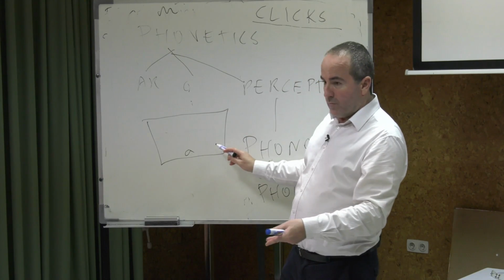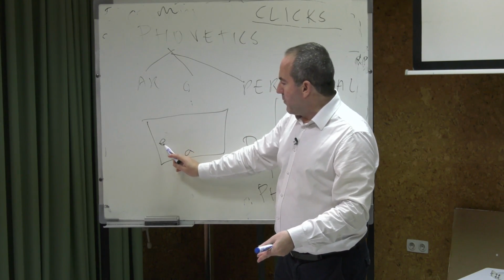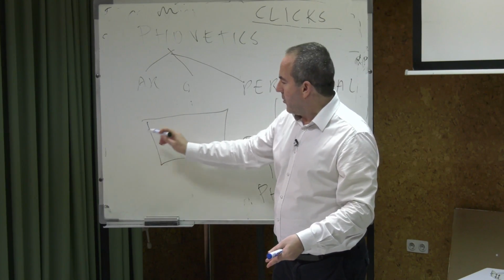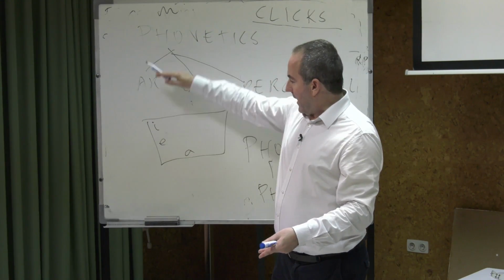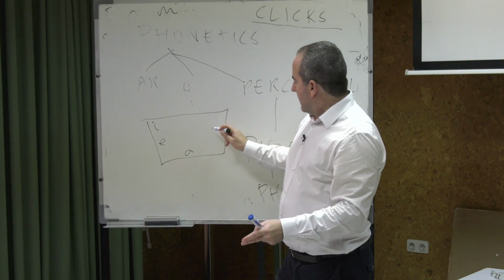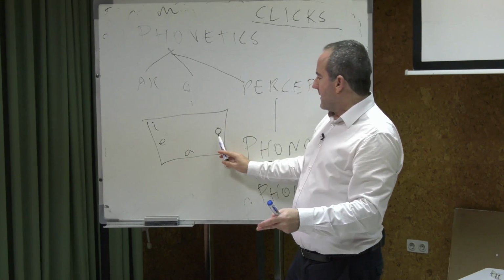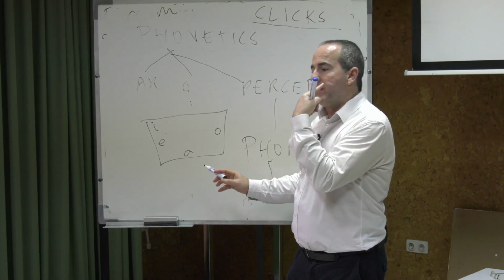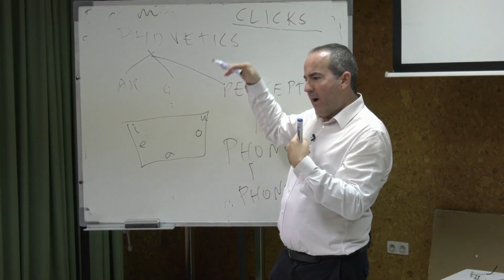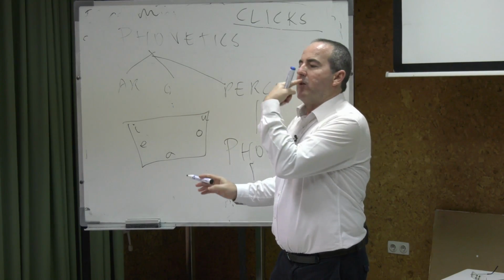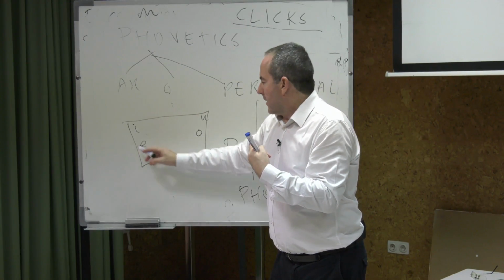In English, they have 2 more. We have an E, which is a central vowel and front. We have an I, which is a closed or high vowel and front. We have an O, which is a back vowel, rounded, and we have a U, which is a closed vowel, back vowel, and also with rounded lips.